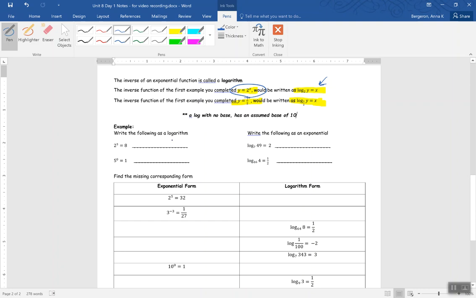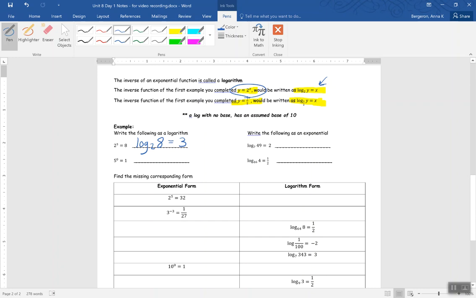Looking at our first example, we have 2 to the third power equals 8. This is exponential form, and we want to write it in logarithm form. So we're going to change this to log. This base is 2, so my log is going to have the same base. So it's going to be log base 2 of 8 equals 3, because remember, your exponent is what your log is equal to.